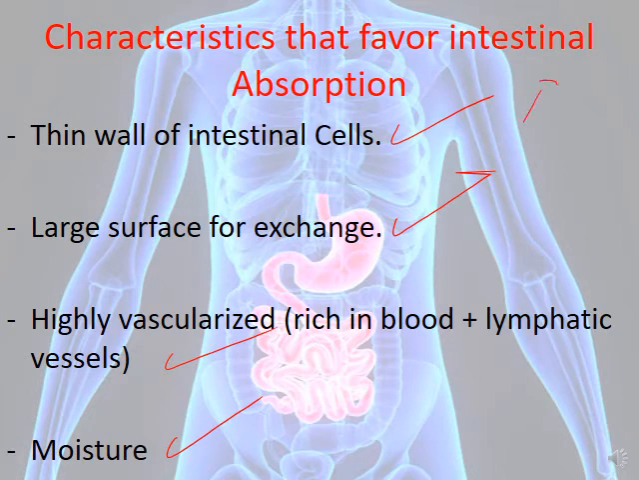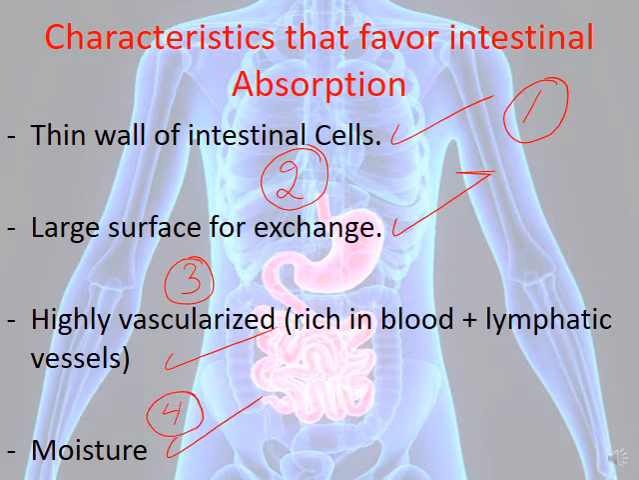Number 1, thin wall of intestinal cells. Number 2, large surface for exchange. Number 3, highly vascularized. And number 4 is moisture. For example, in any quiz, I'm going to ask, what are the characteristics that favor the intestinal absorption? You have to say thin wall of intestinal cells, large surface of exchange, highly vascularized, rich in blood and lymphatic vessels, and moisture. So these are the characteristics for the intestinal absorption.